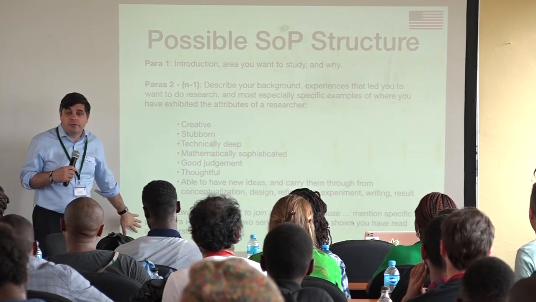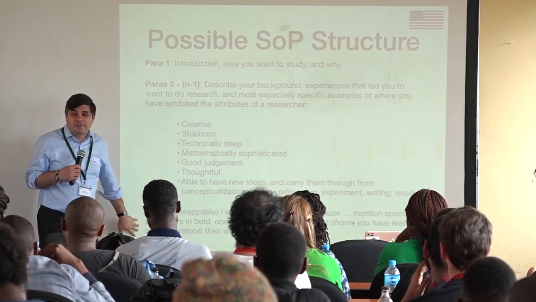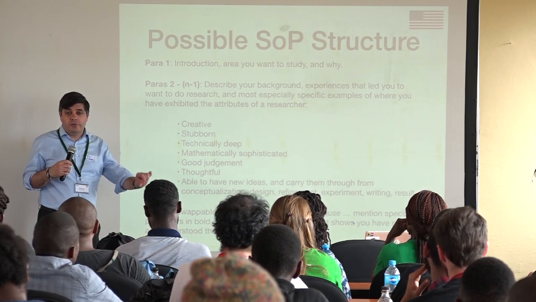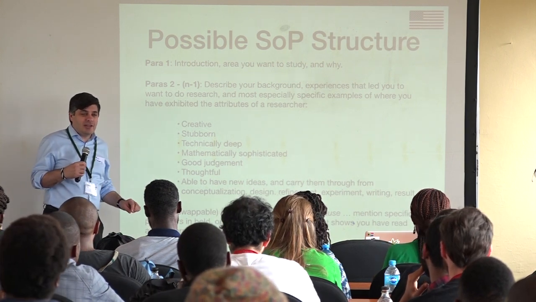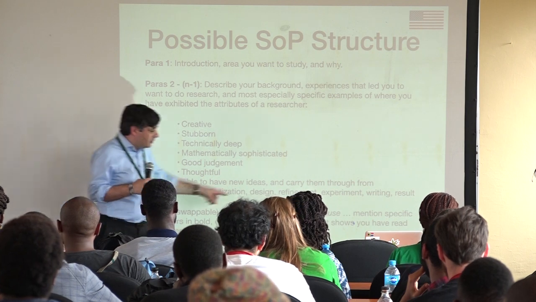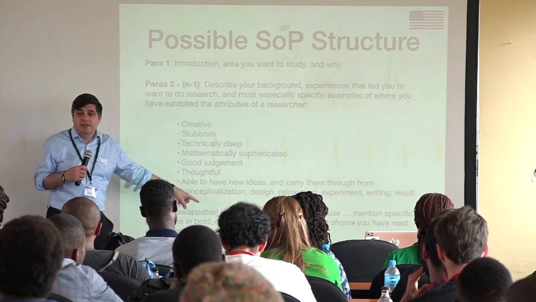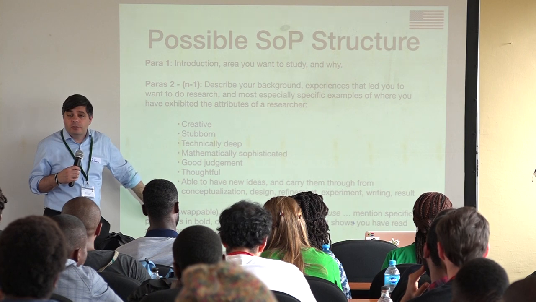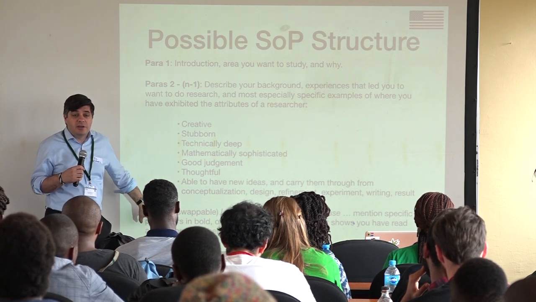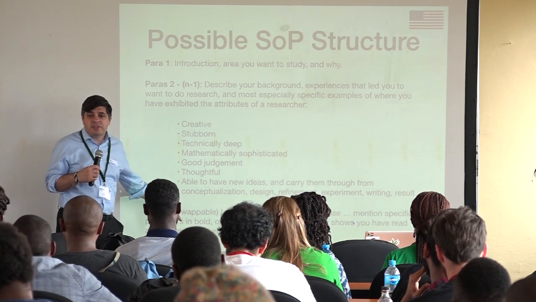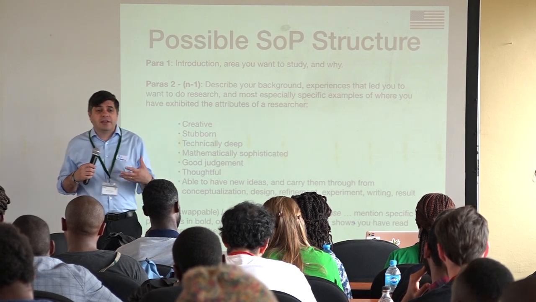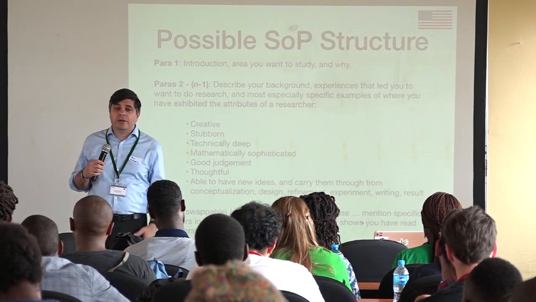And then the last paragraph is a swappable paragraph where you say, I want to go to your university because. So you say, I want to study at Brown because, and then you mention specific faculty members, and you should bold their names so that they're not going to miss that they're in the statement, and then you should have a sentence or two about what they do that indicates that you understand what they do and why you think it would be a good fit.